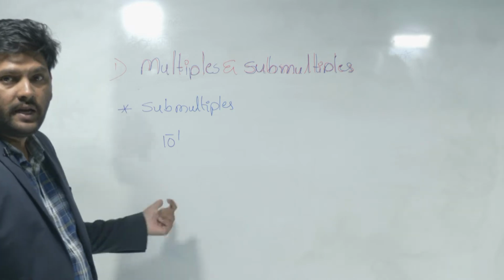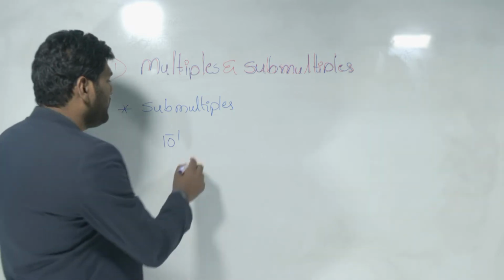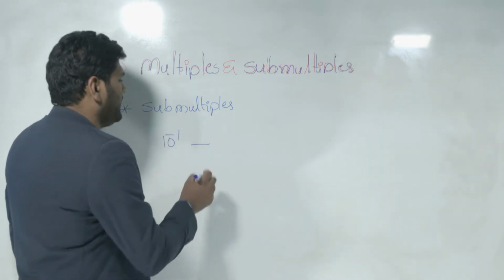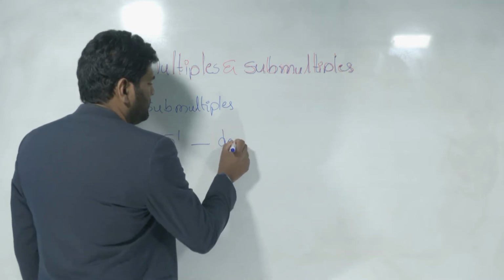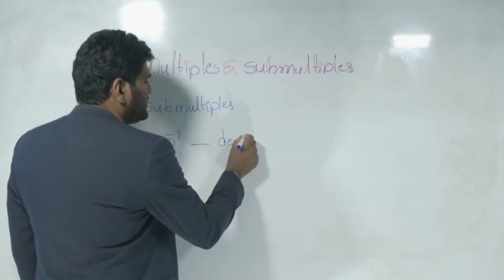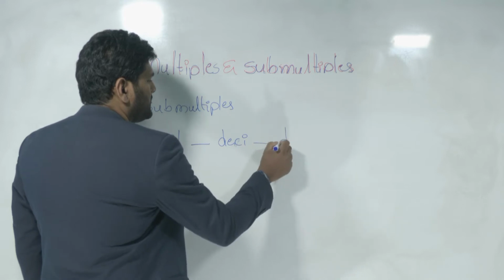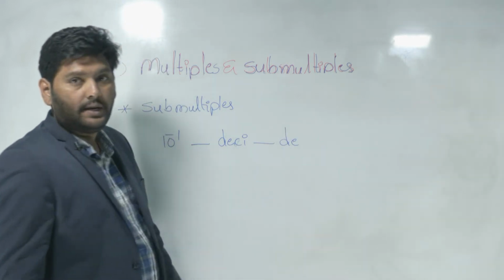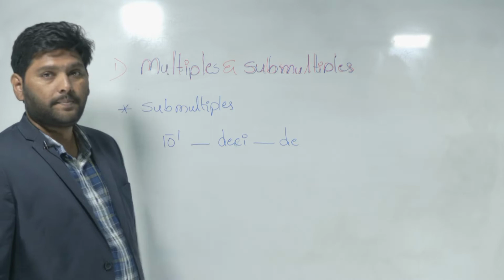So now let us discuss submultiples. What are submultiples? Decimal values represented as multiples of 10 are known as submultiples. The first one is 10 power minus 1, which is a decimal actually. 10 power minus 1 we call deci. The symbol is d. Deci means 10 power minus 1.